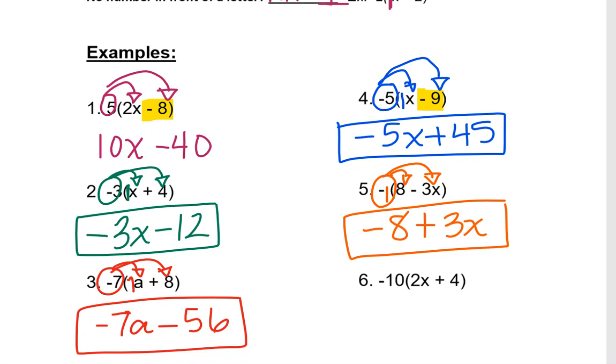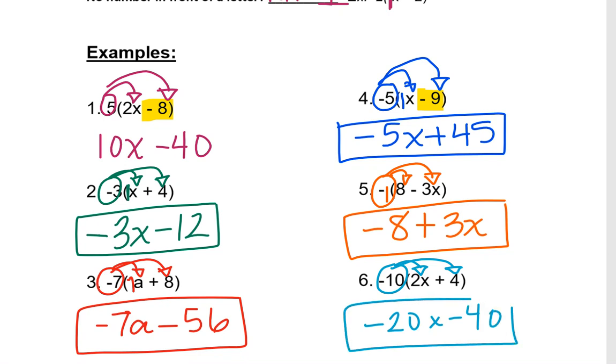And for my last problem, I have a negative 10 to distribute. So negative 10 times 2x is negative 20x. And then negative 10 times 4 gives me negative 40. And that is my final expression, negative 20x minus 40. So that is how you distribute.